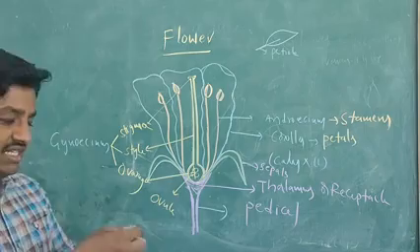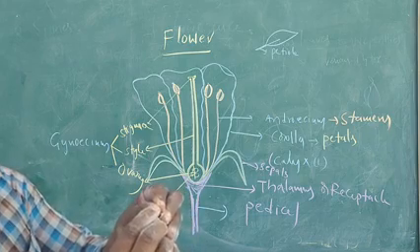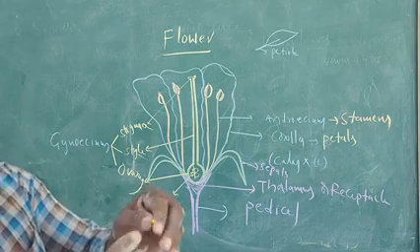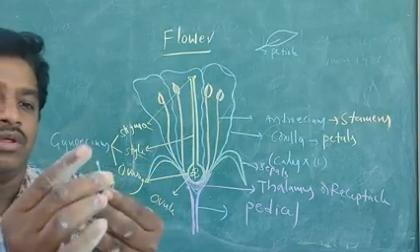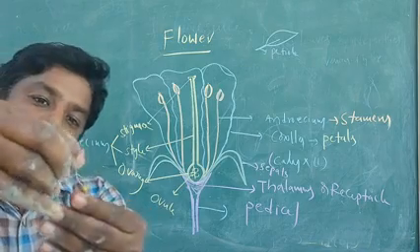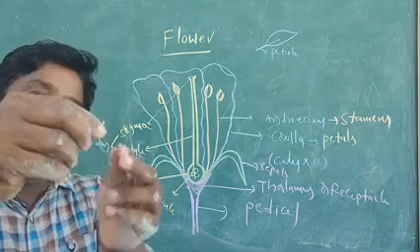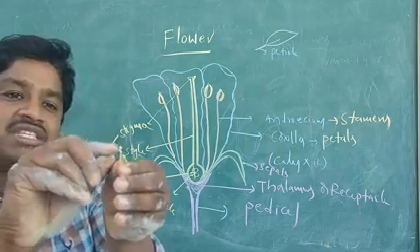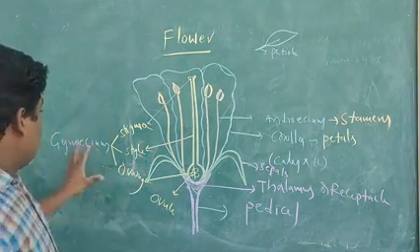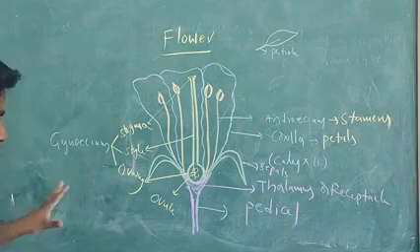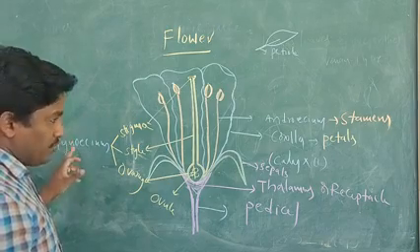You can see here, this greenish color part is the ovary. The ovary produces a tube-like, slender structure called the style. At the tip region of the style is called the stigma. These are the parts of the flower. This gynoecium we call the female reproductive part.